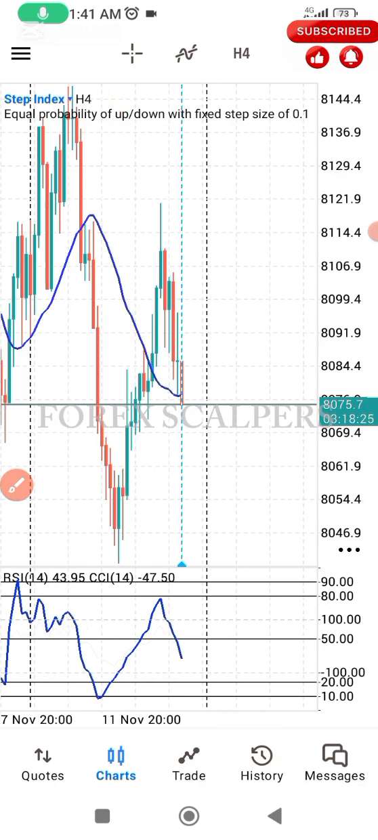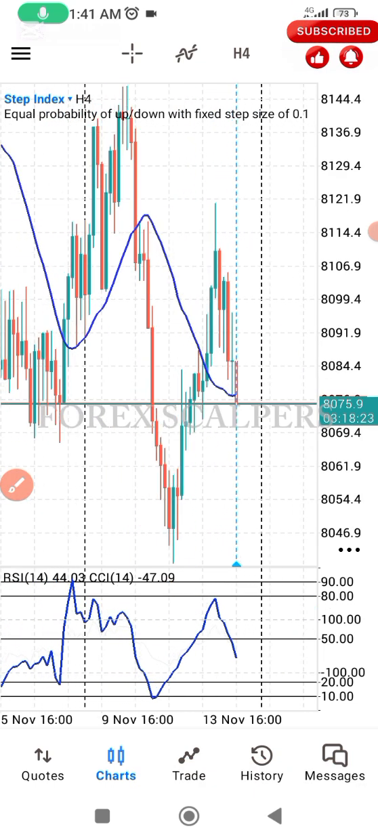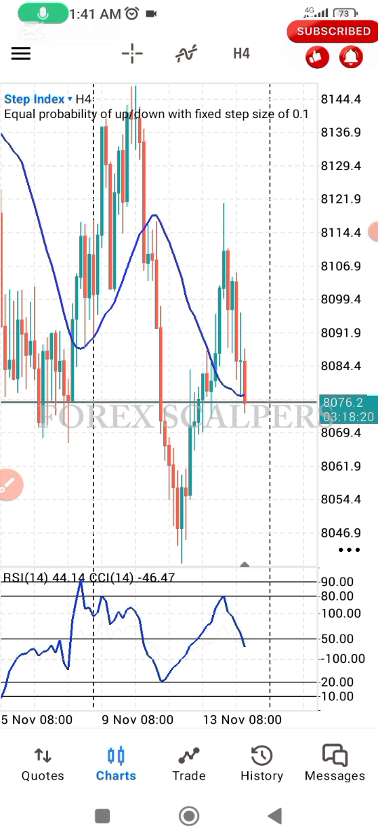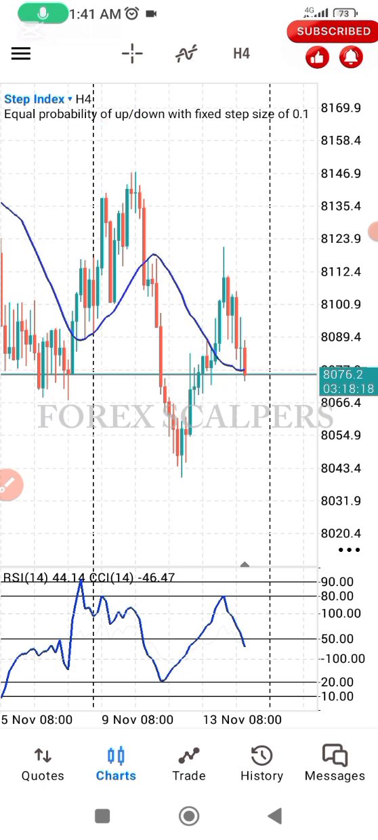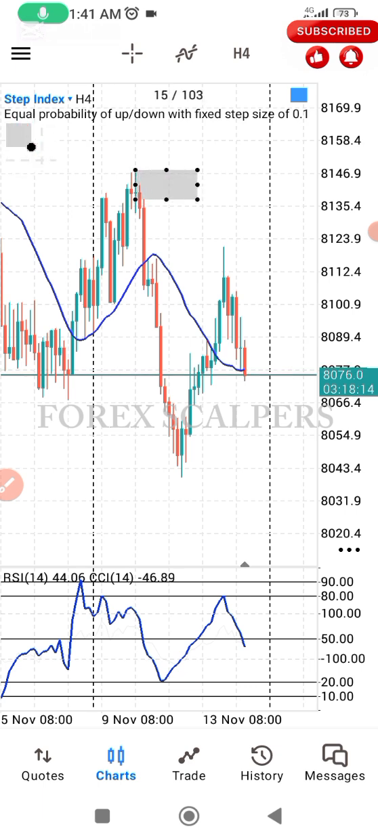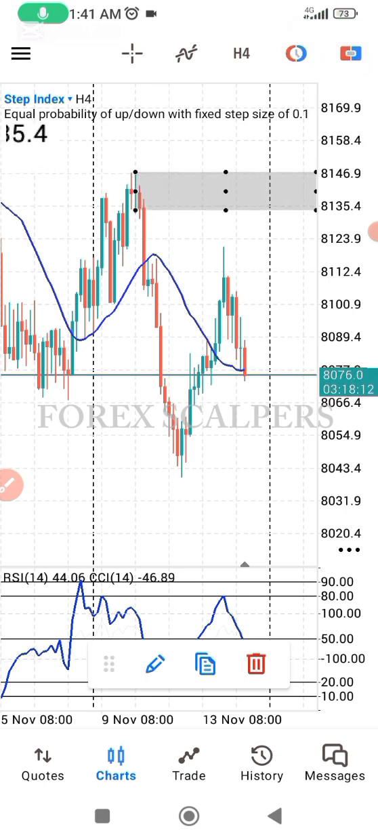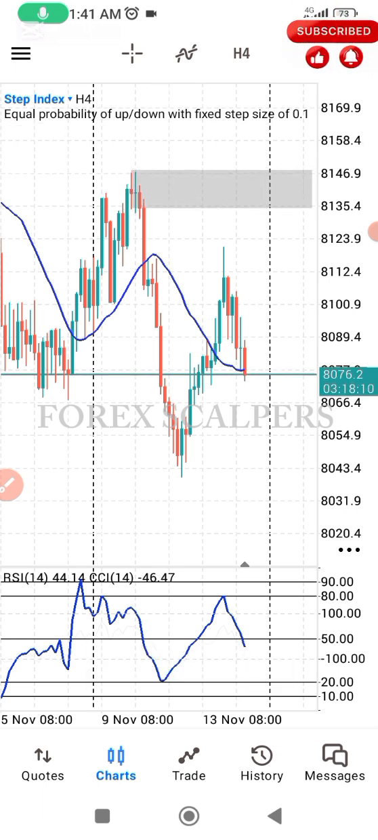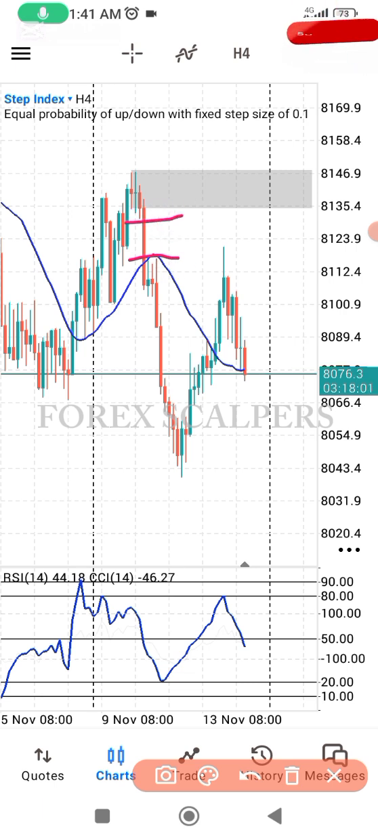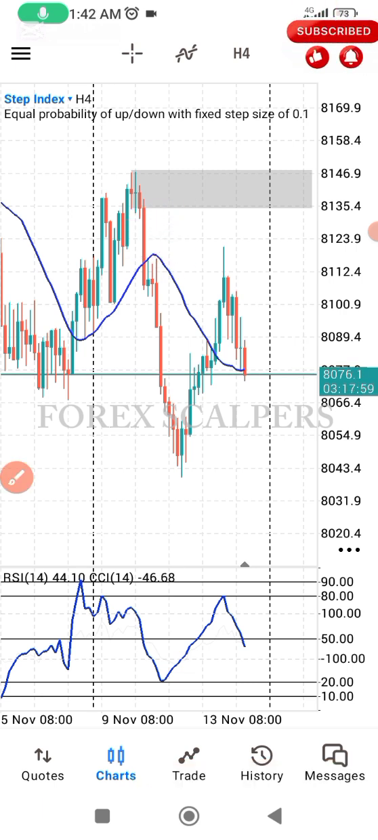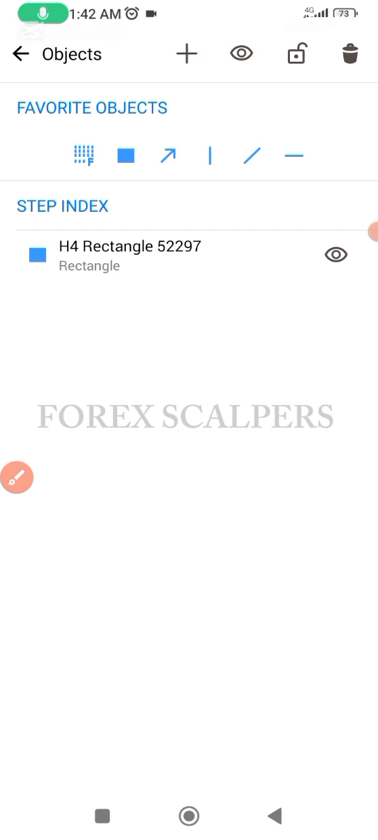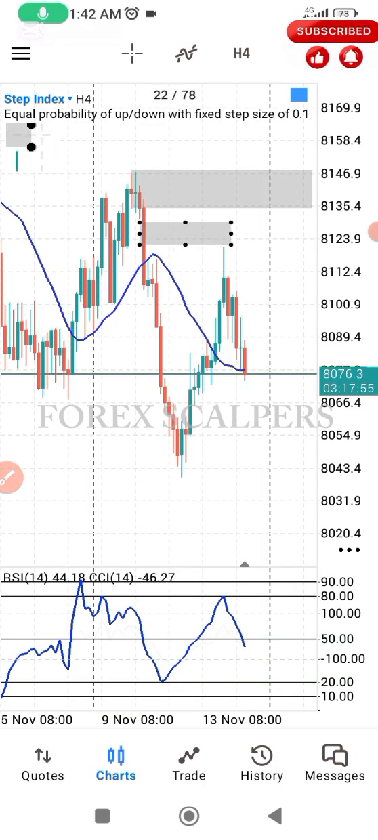So what is my point of interest? My point of interest can be my order block. Okay, so if I am to mark my order block, here is my order block for this particular trade entry. So this is my order block, right? Then I can also identify, if you look at here carefully, this is a fair value gap. So the fair value gap is a point of interest as well.